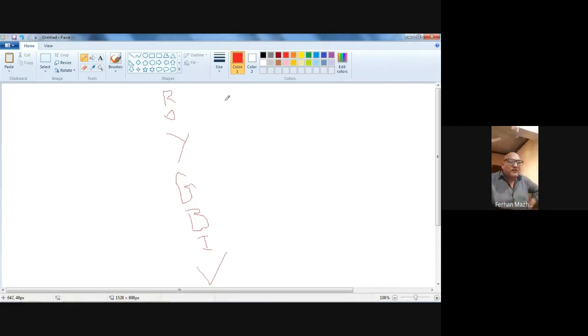So when the spectrum is formed, this is the order of the colors in that spectrum. When you move downward in this order, the frequency will be increasing. So it means that the blue or the violet will have more frequency as compared to the red.